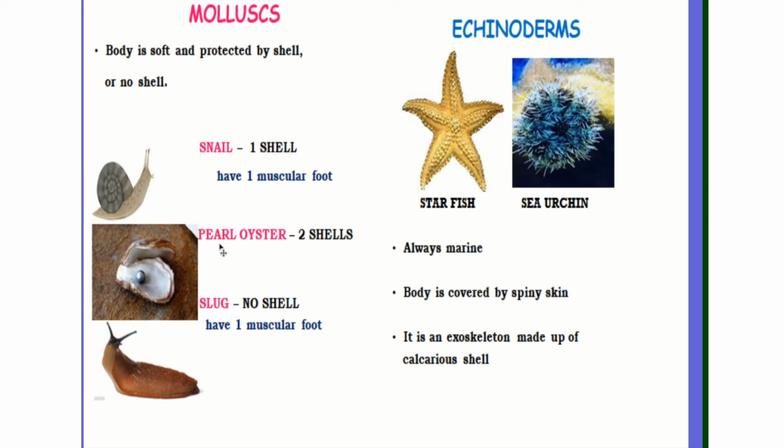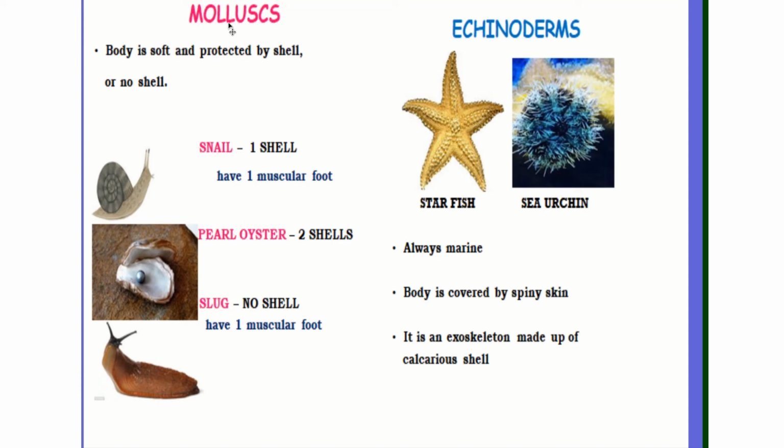The next one is pearl oyster. Bahrain is famous for its pearls, isn't it? The pearl oyster has two shells, and it's been washed away by the water currents, and the movement happens for these pearl oysters by that method. The next animal we are going to see in mollusk is the slug. Does the slug have any shell? No. Slug doesn't have any shell. It has one muscular foot.